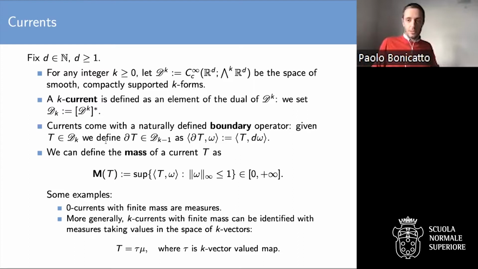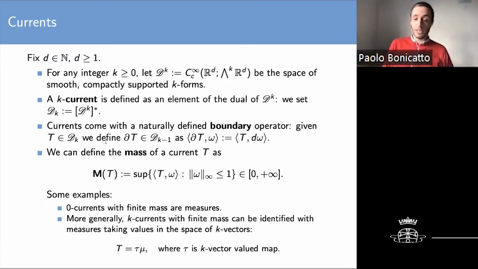Instead, a quantity that generalizes the notion of area of a surface is what is called the mass of a current. As far as this talk is concerned, we will always be working with currents with finite mass. Within this regime, whenever we assume the finiteness of the mass, the analogy with vector valued distributions is actually effective and can really be proved. Let me also mention these as examples.